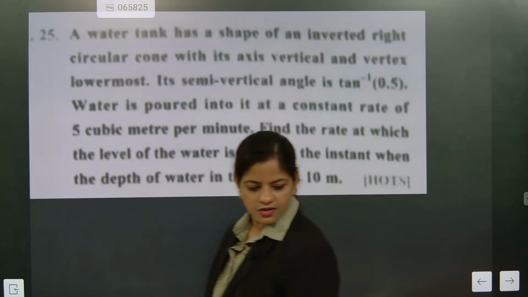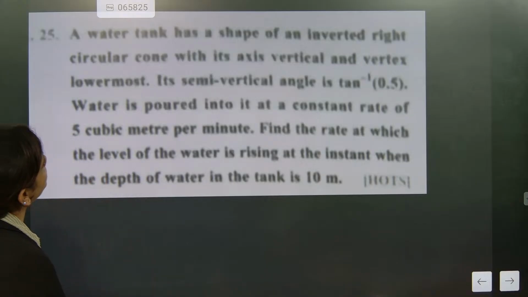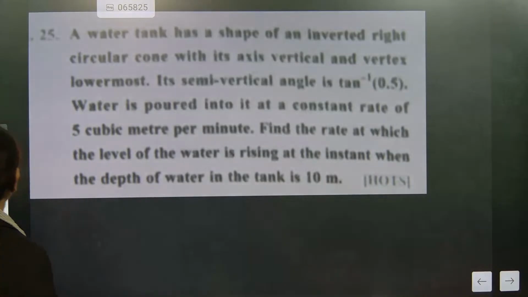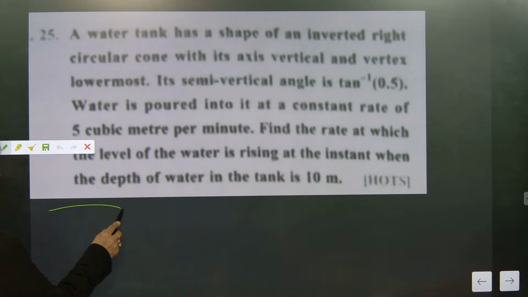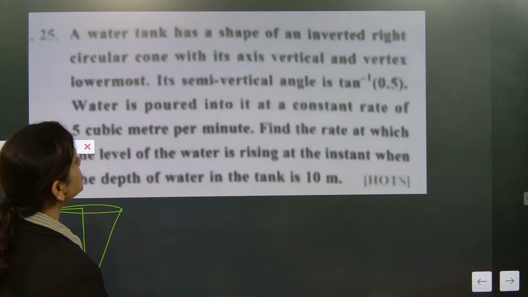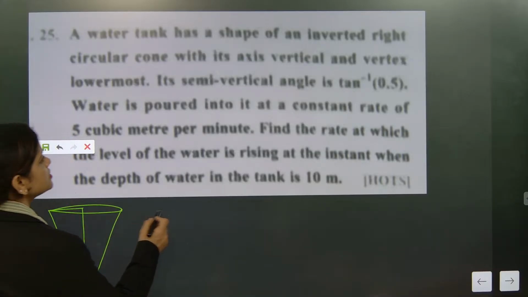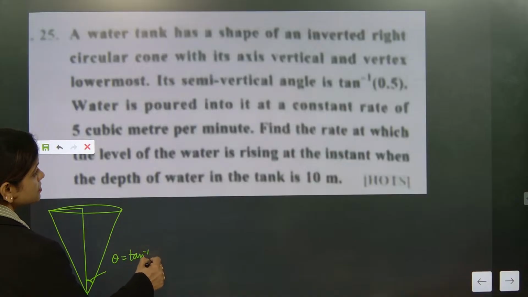Now look here. Please understand this one. A water tank has the shape of an inverted right circular cone. I'm reading because the question is a little hazy, but yes, it is readable. This is exactly the water tank, an inverted cone. After that, what they are telling: vertical cone and vertex lowermost. So the vertex point is this part. After that, they are telling that the semi-vertical angle is tan inverse 0.5. So this semi-vertical angle, theta, is equal to tan inverse 0.5.